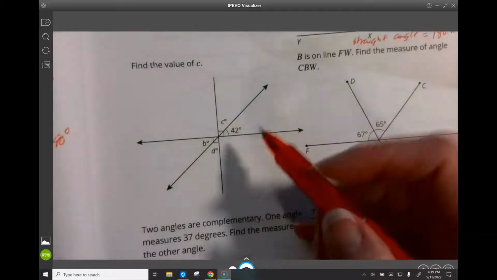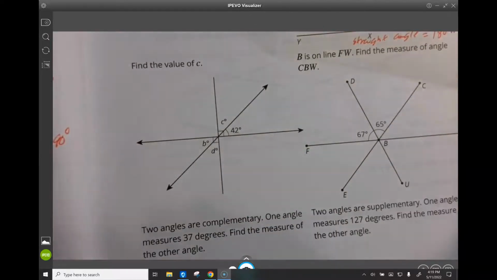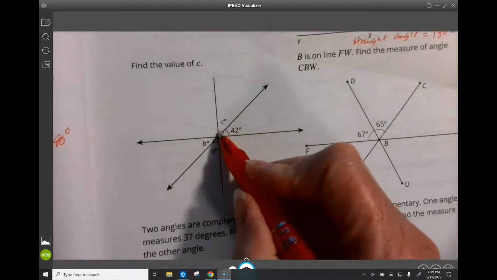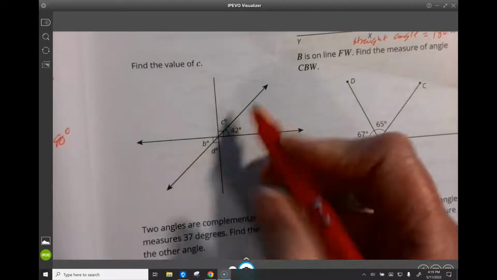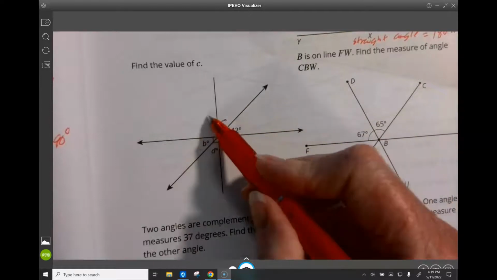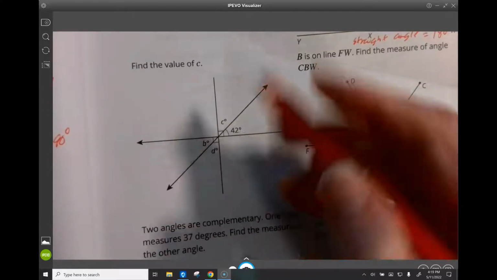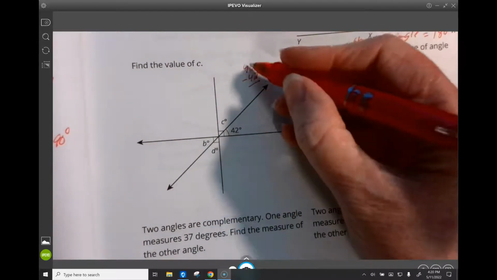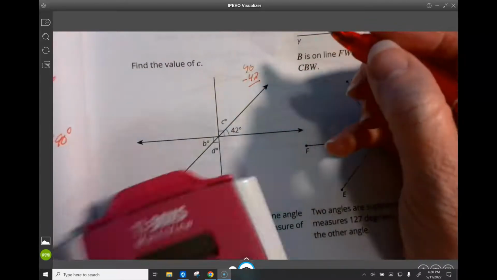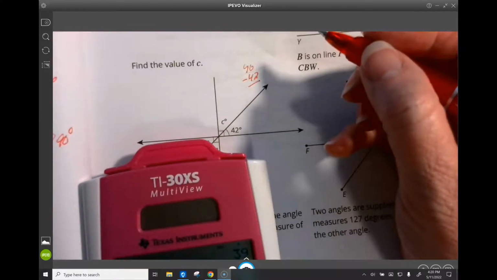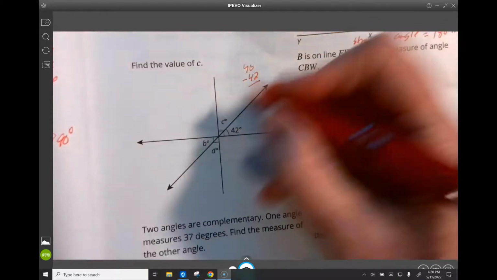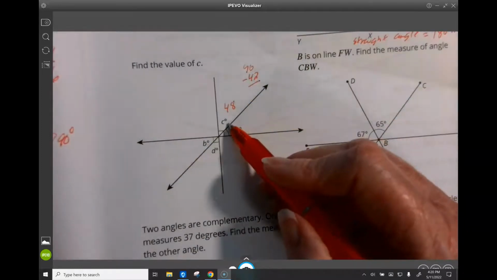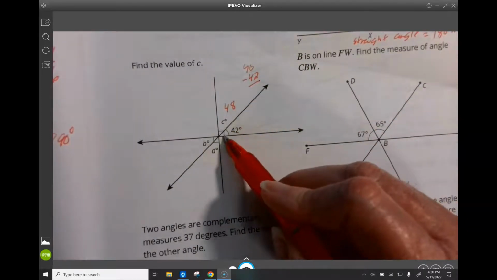I'm not even going to pause. So what we're using here are many things. First off, I want you to see how this is a right angle? So that means this has to be 90 degrees. So if this is 90 degrees and this is 42, I can take 90 minus 42, and I get, on a calculator, 48 degrees. Okay, so that C is 48 because this is a right angle.